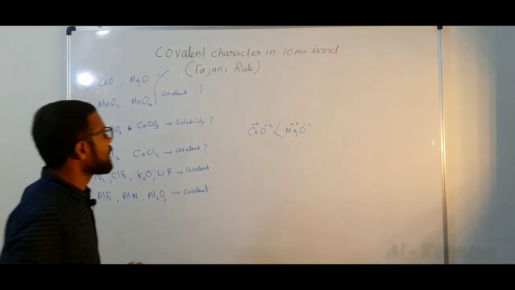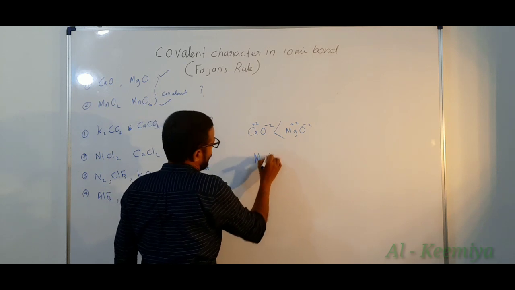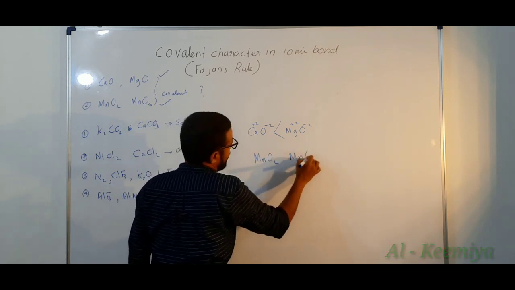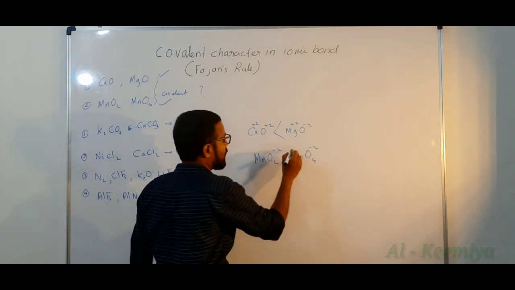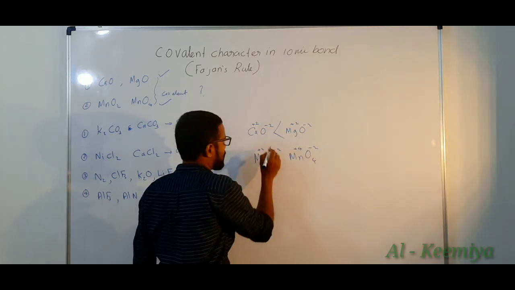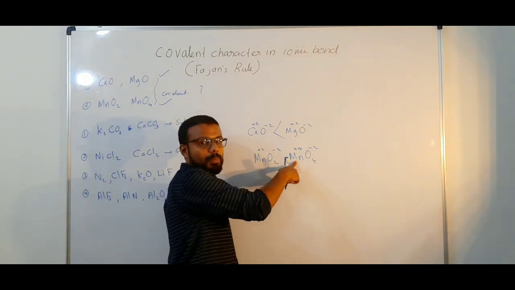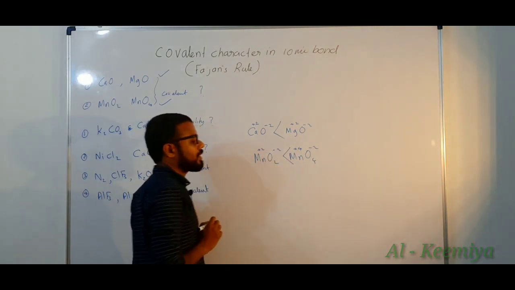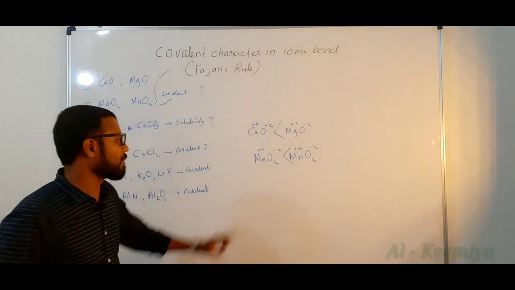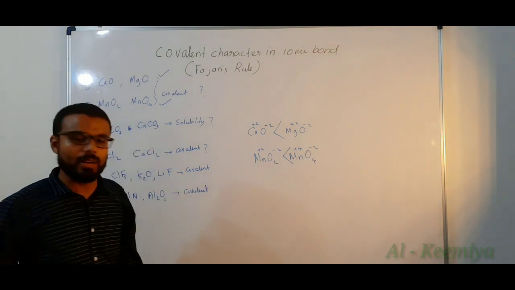Next, second question: MnO2 and MnO4. The anion charge is -2 and the same. Then Mn is +4 and Mn is +2. Higher the charge of the cation, higher will be the polarizing power, higher will be the covalent character. So MnO4 is more covalent than MnO2.